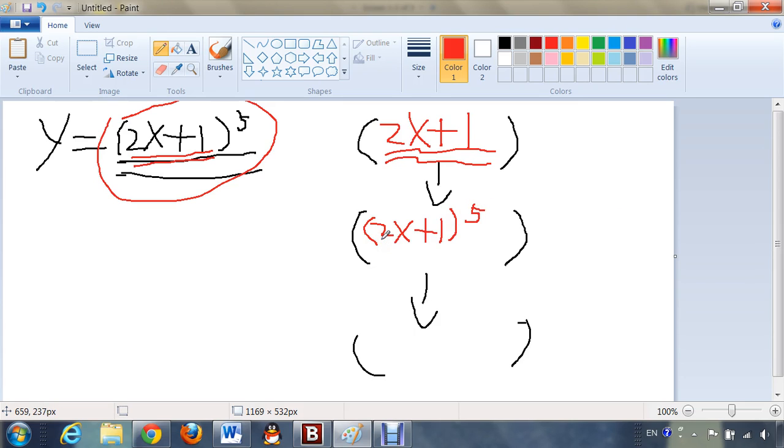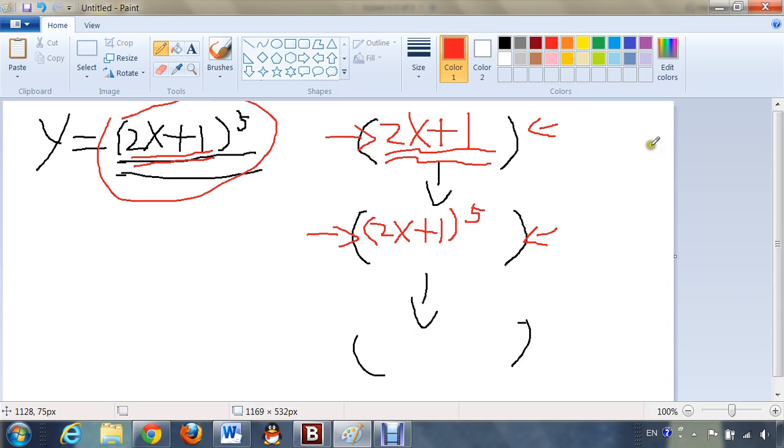After you break down the problem like this, you start from the most inside and then go out. For this problem, it just breaks down into two parts. After you break it down, you take the derivative of each part and multiply them together.